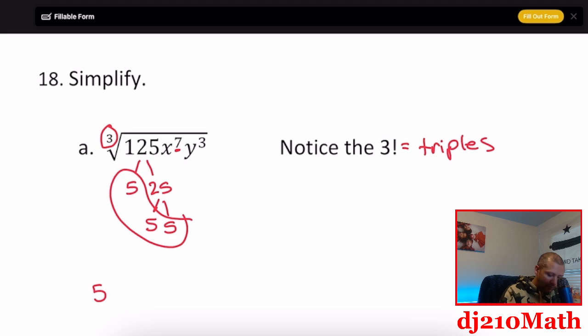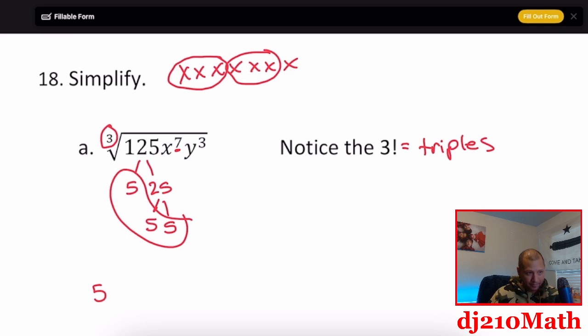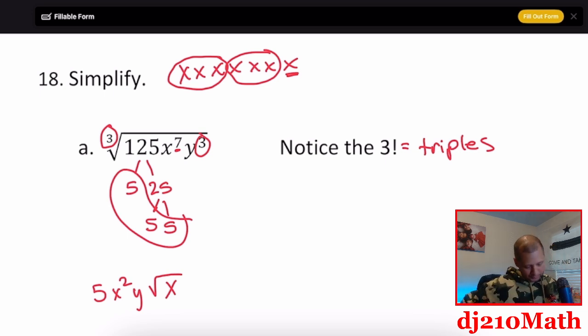x to the 7, so that means there's 7 x's. We want the triples. So there's 2 sets of 3 inside of 7 with 1 left over. You could divide 7 by 3 and get 2 remainder 1. So this means that x squared is coming out because 2 sets came out. And then there's already 3 y's, so I'm going to take out all 3. There's a single y. And left inside was the single x, the left behind x. So here, it's the same as what we've been doing on the first page, except it's triples.